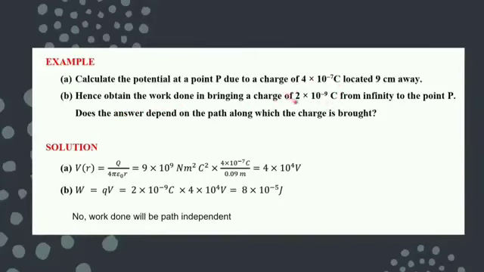Now they have given you the value of the test charge, which is to be brought. Of course, it is very small as compared to the given charge. It is brought from infinity to a point P. So you know the relation: potential equals work done upon charge. So work done can be written as charge into potential. If you put the value of charge and potential, you will get the result 8 into 10 to the power minus 5 joule.